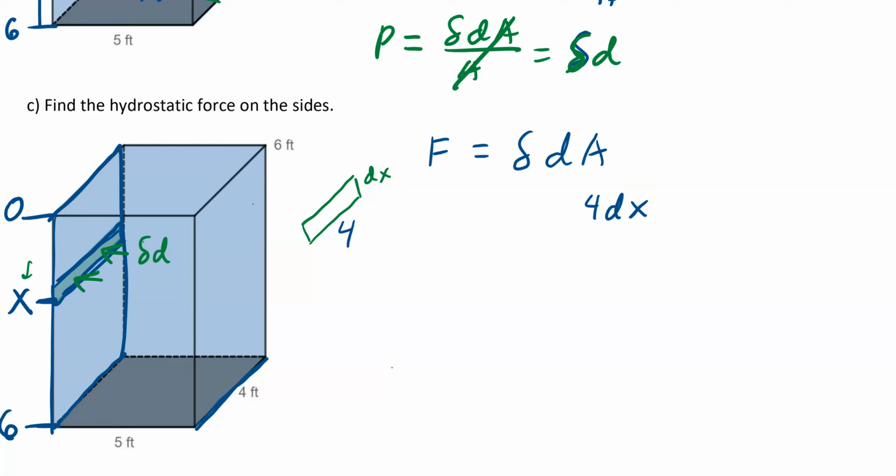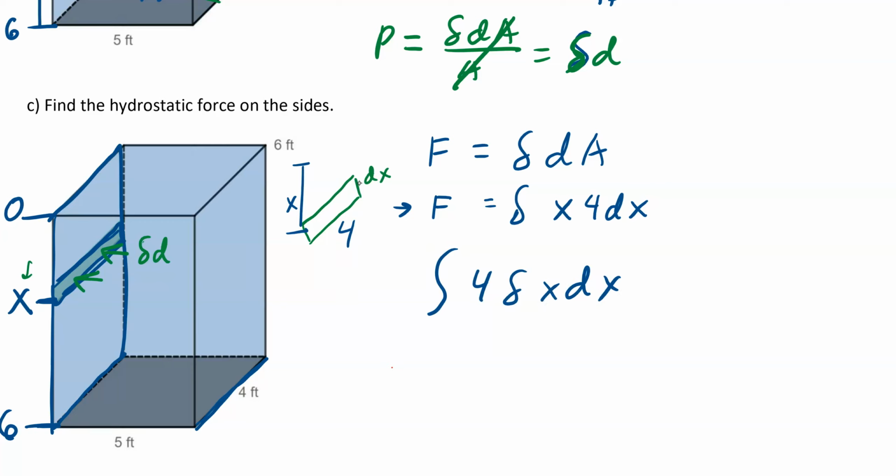So now we go to our depth. And so our depth of that plate would be x. So if you think about it, this one plate has a depth of x, a length of 4, and a width of dx. So that would be the force on that one plate. Force equals delta x 4 dx. So if we take our integral now and we go 4 delta x dx, and we go from 0 to 6, that would give us all the forces.